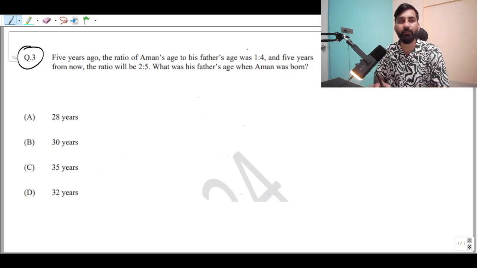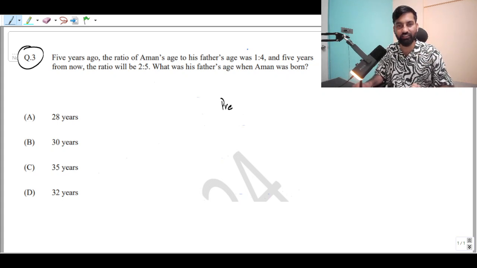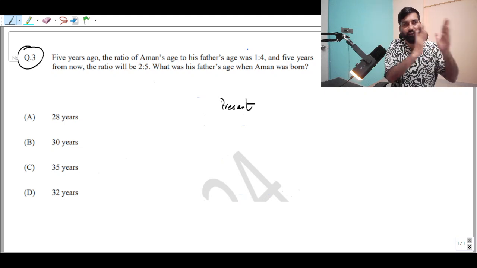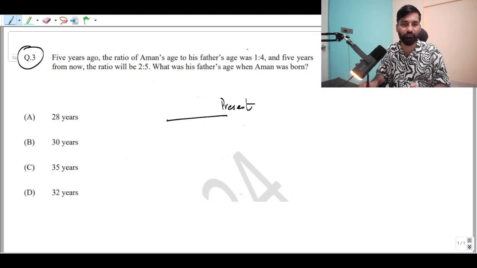You see here, 5 years ago. So you can say that you are in the present age, and 5 years ago you can go back. The ratio of Aman's age and the father's age is given as 1:4. So you can take it as 10 and 40. So Aman's age is 10 and the father's age is 40.